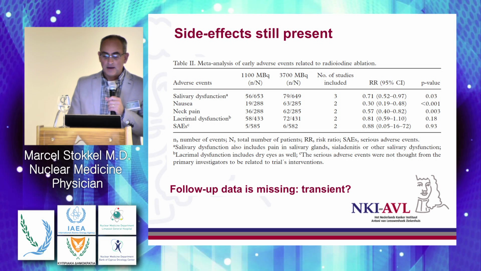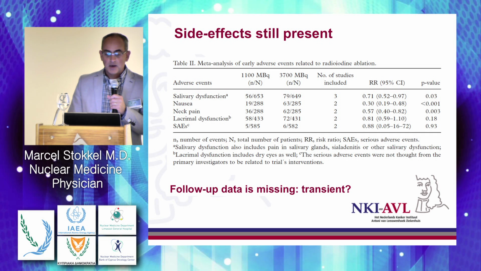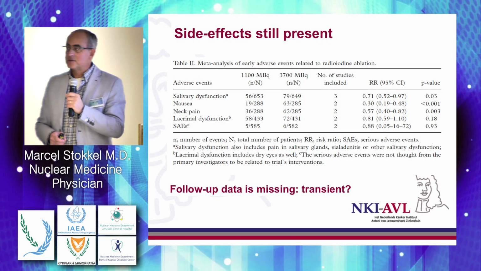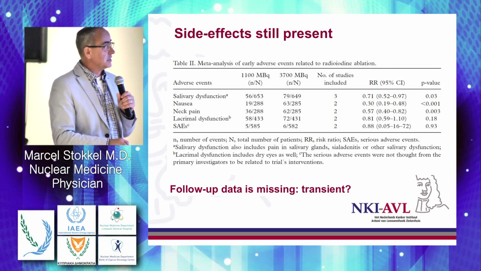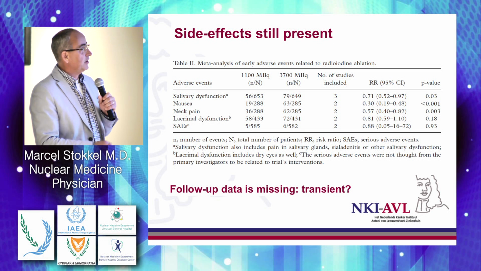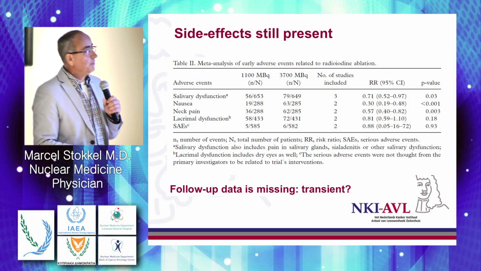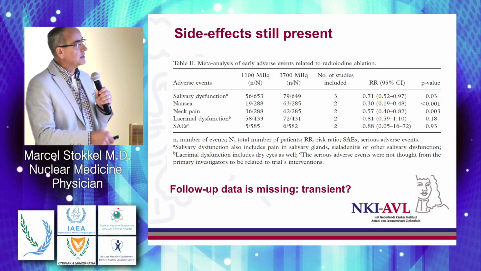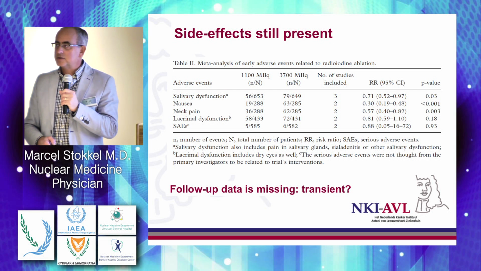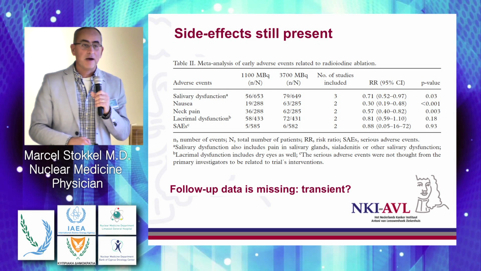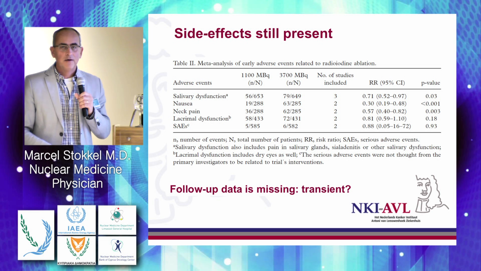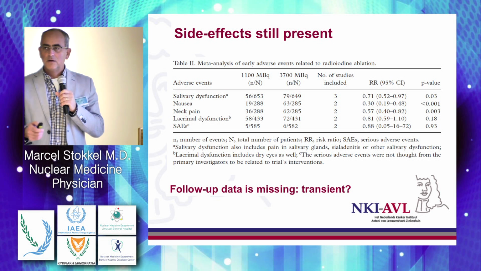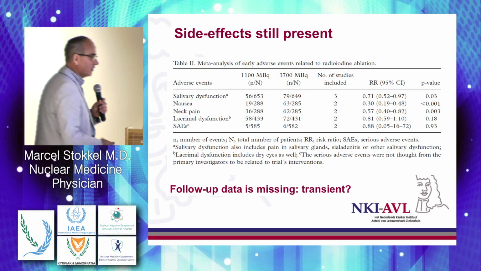Of course, significantly less than when you use the higher dose, but when you look at the lacrimal dysfunction, you see that there was no significant difference observed between the two activities. Nausea, neck pain, salivary dysfunction: yes, of course, it was less frequently observed when applying a lower dose. But you have to realize that salivary dysfunction after a low dose such as this, even with 3,700 megabecquerels, may resolve after a year. So the side effects presented in the papers are observations up to 9 months. Data thereafter are missing.